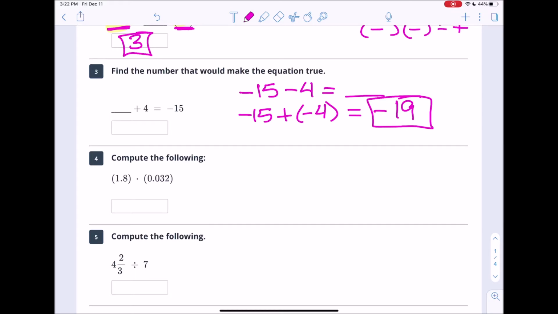And then number 4, compute the following. 1.8 times 0.032. So this is multiplying decimals.